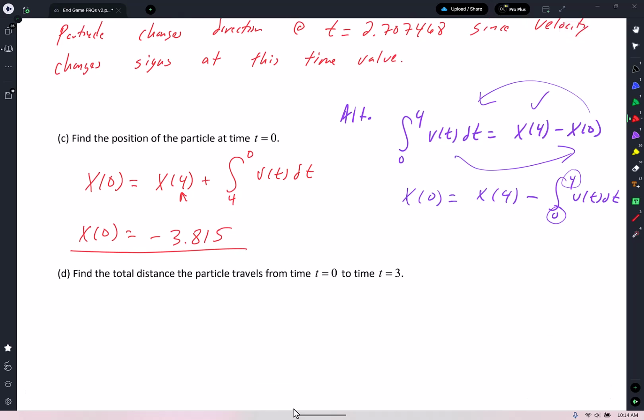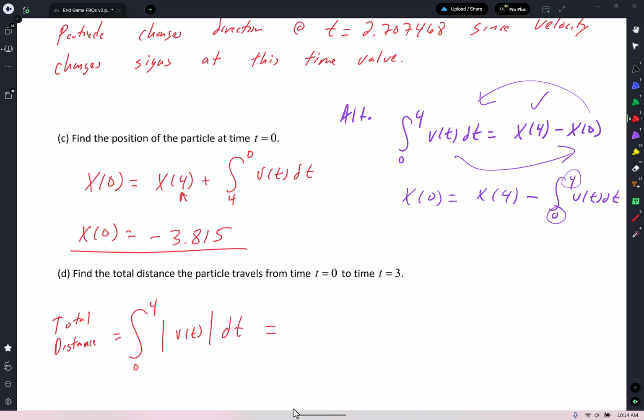Find the total distance the particle travels from 0 to 3. All right, how do I get total distance? Integral from 0 to 4, this is total distance. And instead of writing velocity, I'm going to put what first? Absolute value. There it is. This is called a setup.